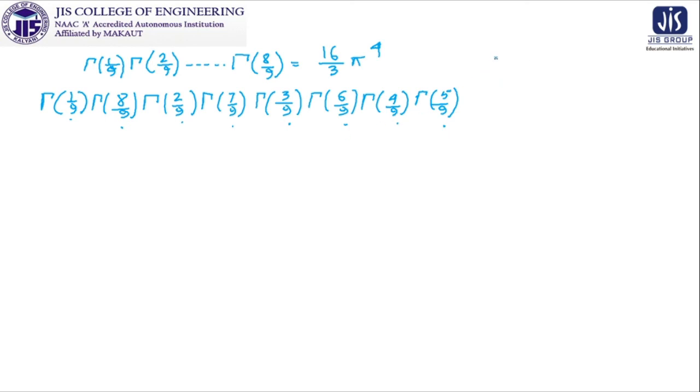Important question is why we are writing it in this structure. This is the conceptual part I am talking about, and we are writing it because of two things. First, everything present over here is less than 1, and we can recall the formula gamma m into gamma 1 minus m is equal to pi by sine m pi, where m is lying between 0 and 1.